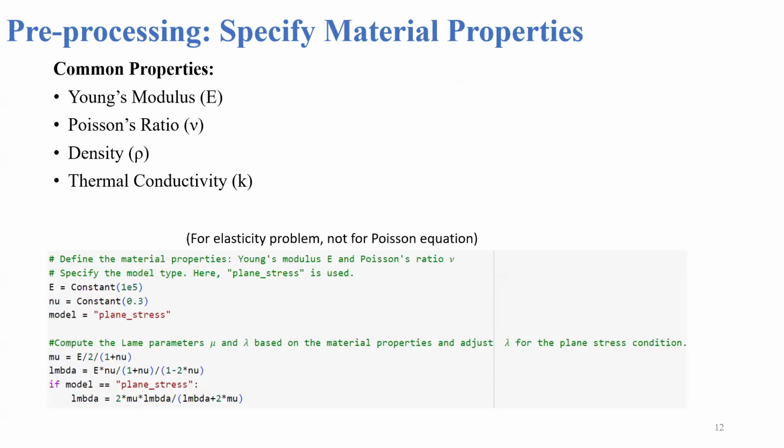We also need to specify material properties. It could be Young's modulus, Poisson ratio, density, thermal conductivities. For elasticity, we might need to specify elastic constants such as Young's modulus and Poisson ratio. But for this Poisson equation solution, we do not need it because we have assumed the material property to be 1, for example.